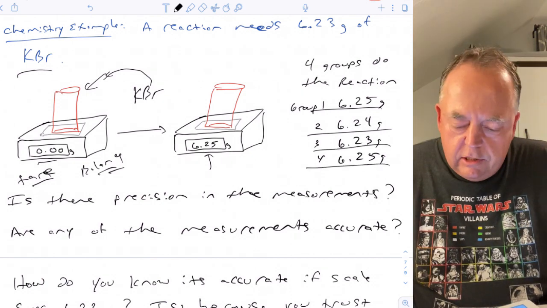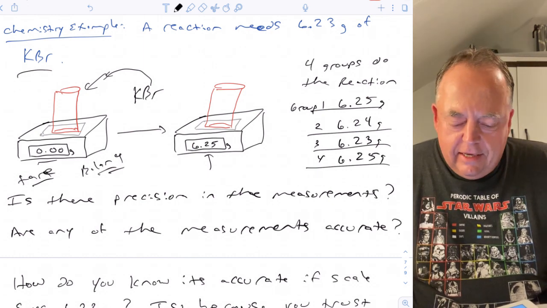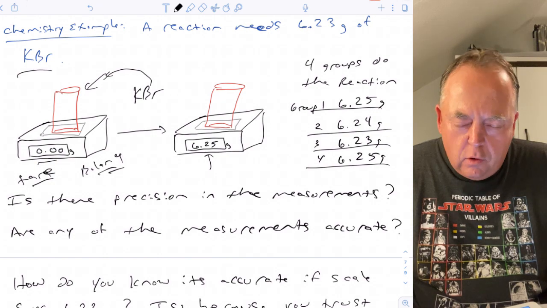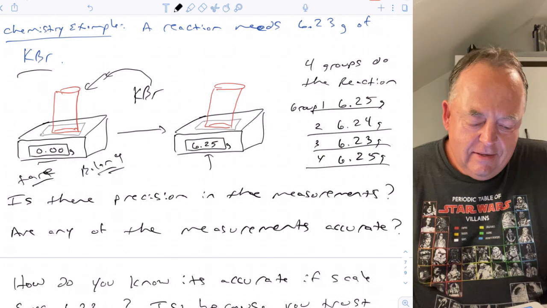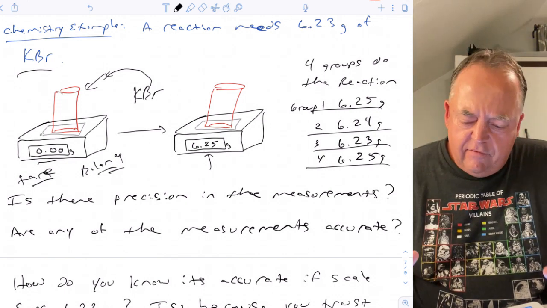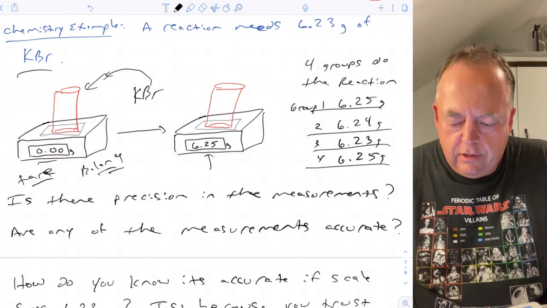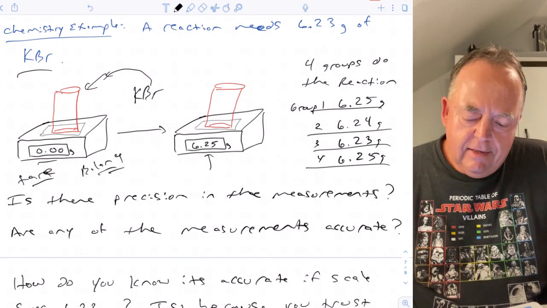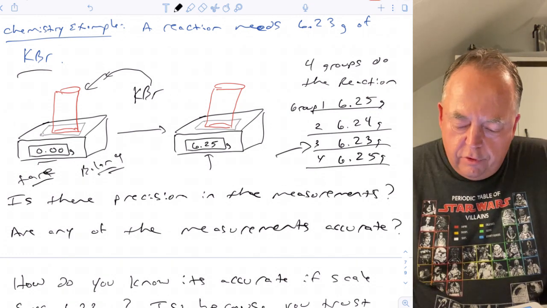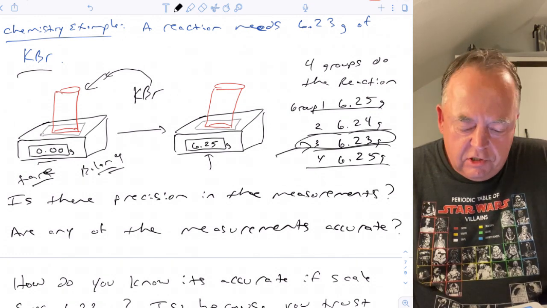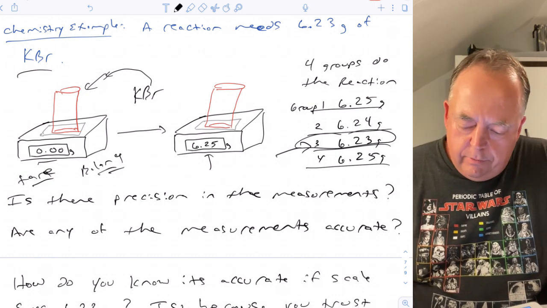So would you say those measurements are precise? That's a tough question, I guess. It means how close do they need to be to each other for things to work, right? That's kind of an abstract question, whether it's precise or not, but these are all clustered pretty close to each other, so we'll just say that they're precise. And now the question is, are they accurate? Well, group number 3's got it right on, right? 6.23 grams is exactly what you need. So we would say that would be accurate.